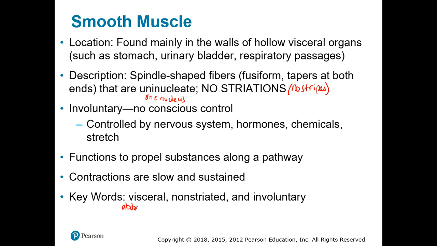So some key words to remember are visceral organs. So these are going to be organs in our abdominal cavity, a lot of our abdominal organs. Non-striated, so no stripes, and involuntary, we don't have control.